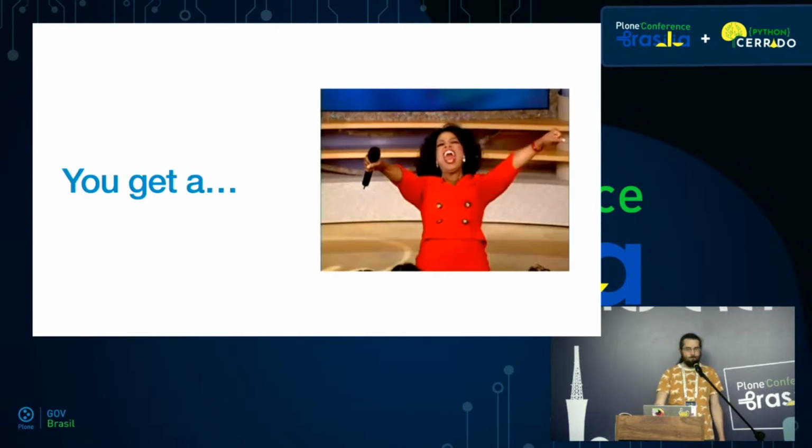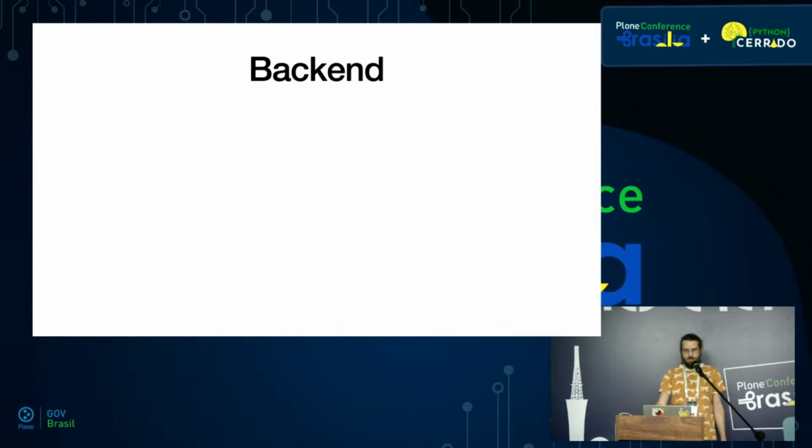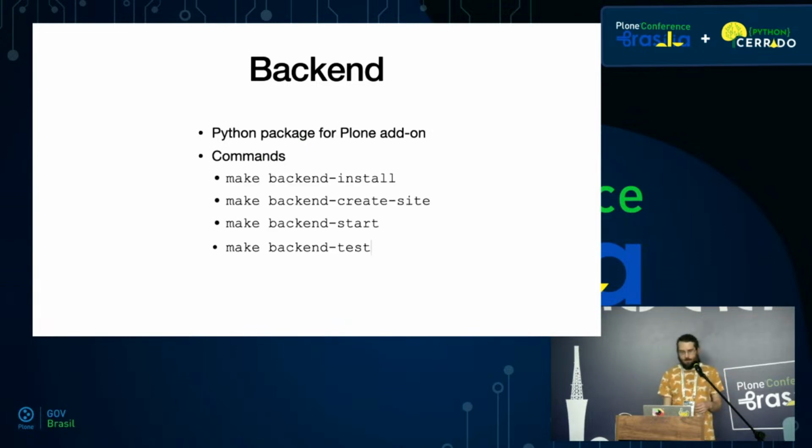So what do you get? You get a backend. The backend folder, it has the basic structure for a Python package for a normal Plone backend add-on. It gives you a makefile with some commands to use with your backend. So a command to install, a command to create an empty Plone site, a command to start it, and a command to test it.